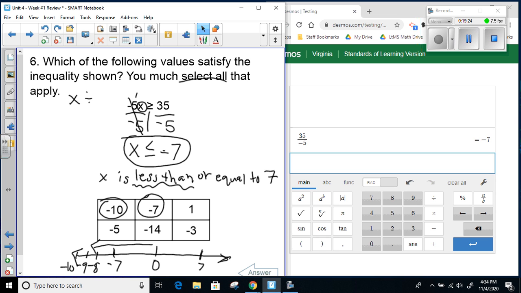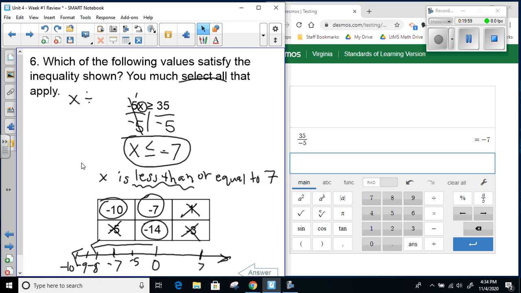Negative 5 is going to be here. It's going to be actually to the right of negative 7. It's closer to 0, so that's not less than negative 7. It's greater. Negative 14 is to the left of negative 7, so it's less. Negative 3 is not. And positive 1, well, we know all positives are more than negatives, so that's not going to be a choice there. So those three choices are all correct values for x because they're all less than negative 7 or equal to negative 7. I could plug them back in here and they would make a true statement.